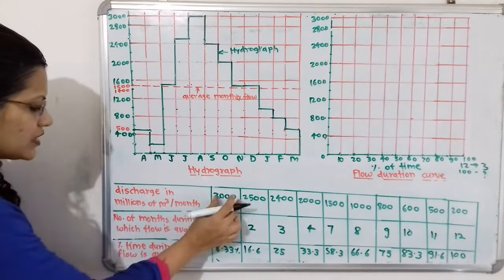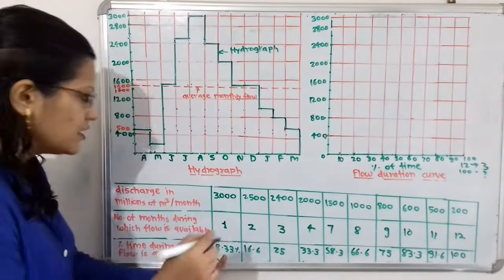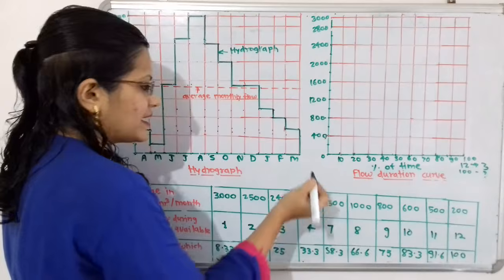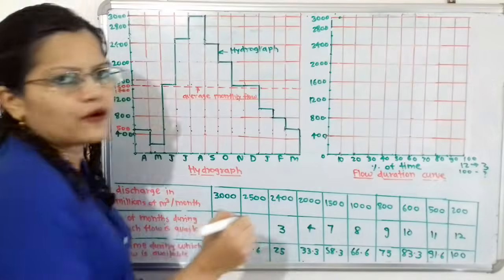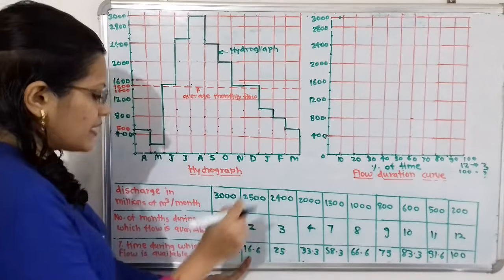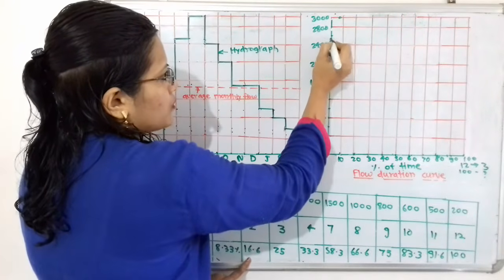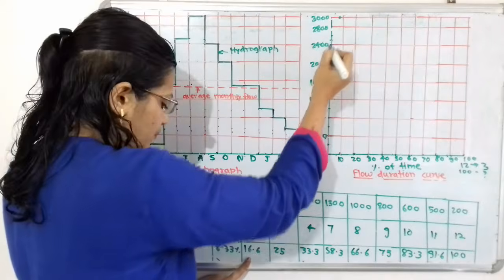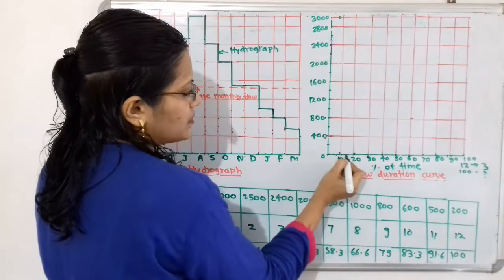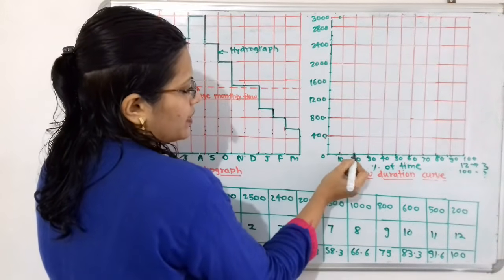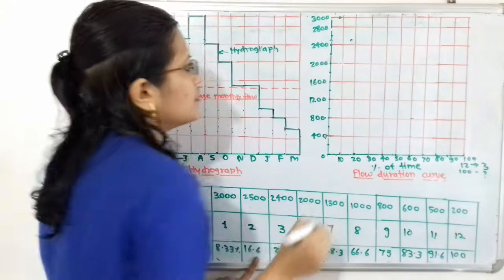So for this 3000, the percentage is 8.33. So we will select the point here. So 8 means 8%, that means it is before 10. So we will select here one point, that is approximately 8%. Then for the next, 2500, the percentage is 16.6. So 16.6, that means in between 10 and 20 there is 15. So after that it is 16. So we will plot approximately this point.